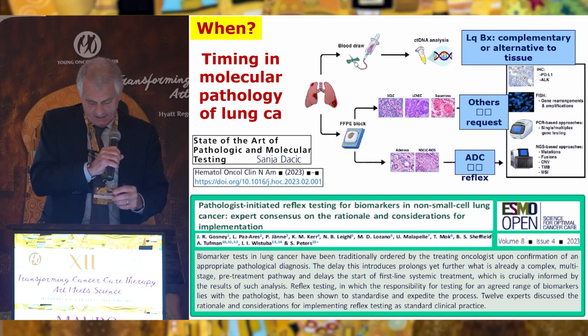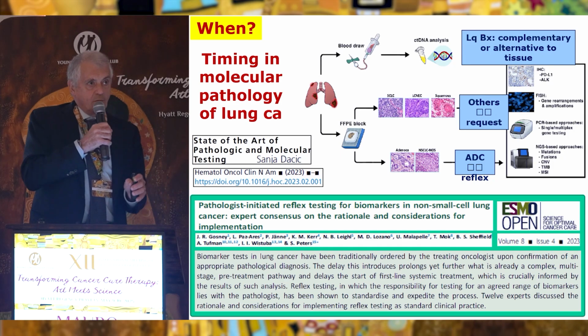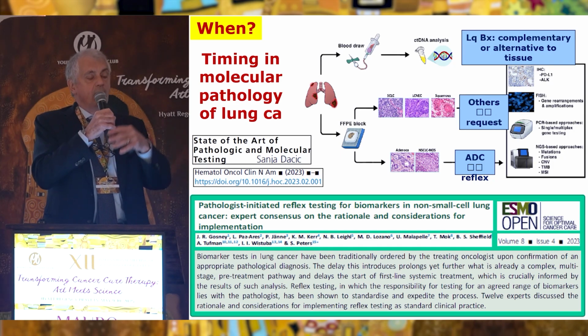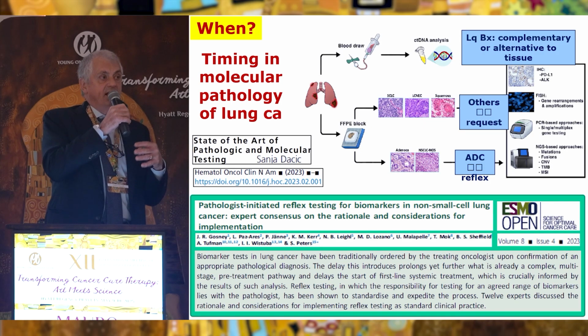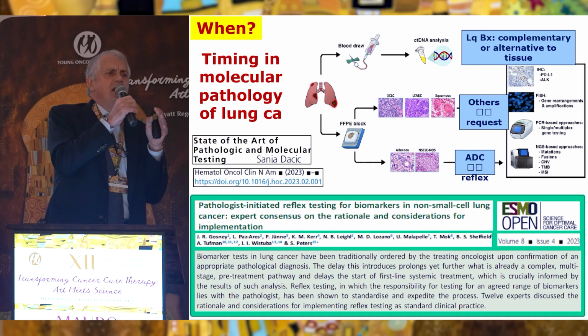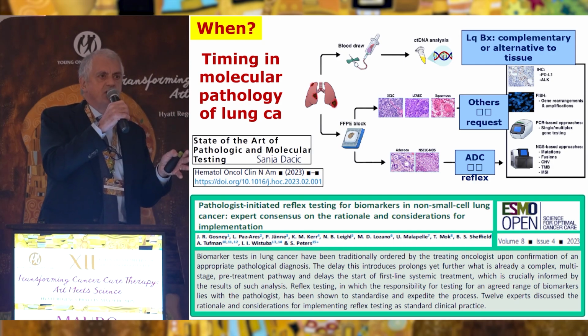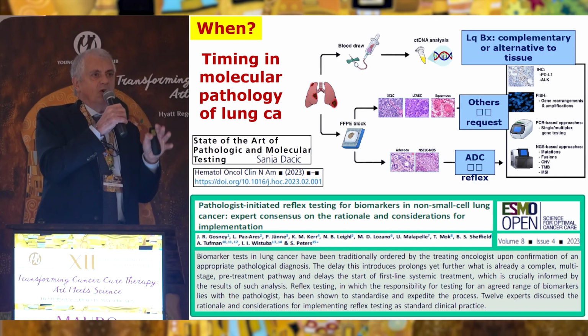So a final issue is what to do with molecular type, when is to be done. There is the option of reflex testing or acting upon request. There is an additional question regarding liquid biopsy. Why don't we do liquid biopsy and forget about tissue? So this is a difficult question.